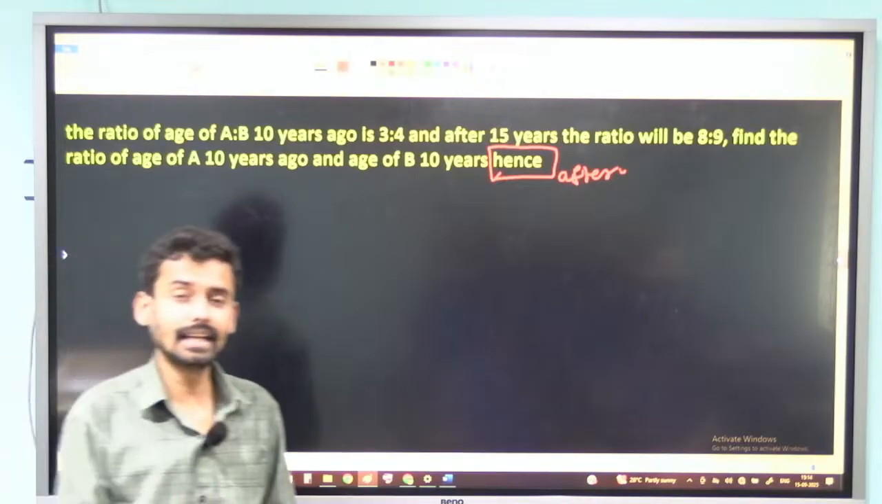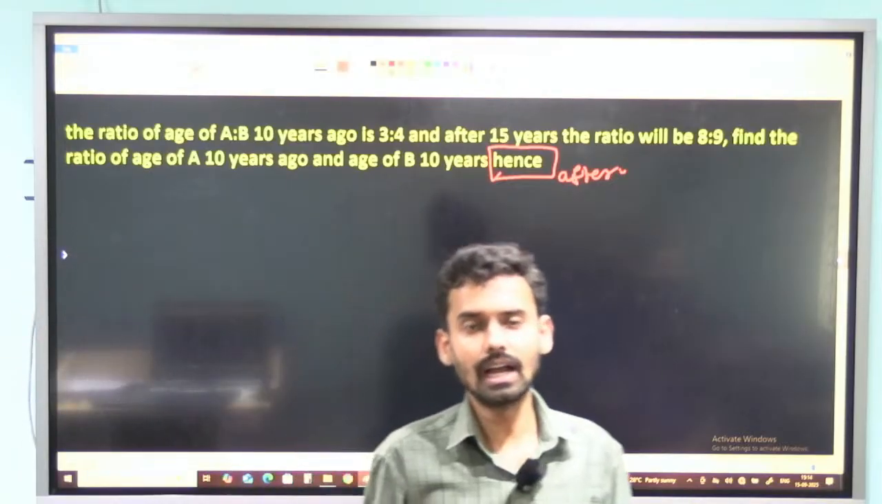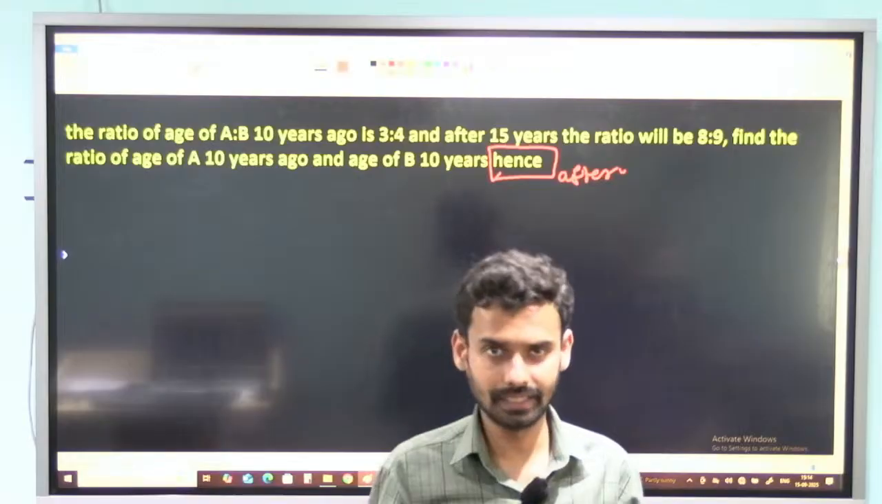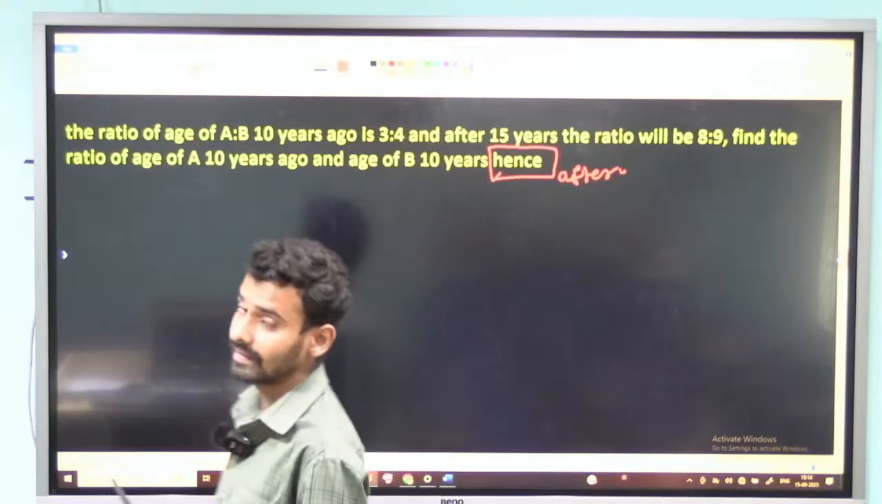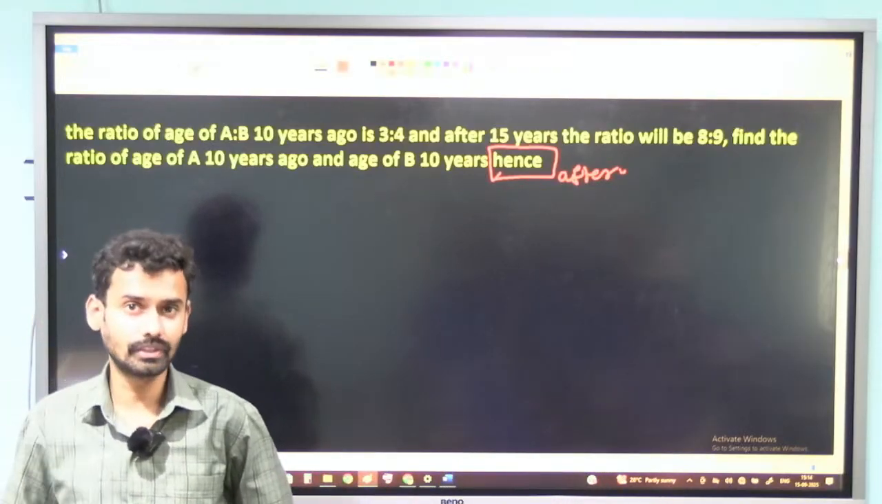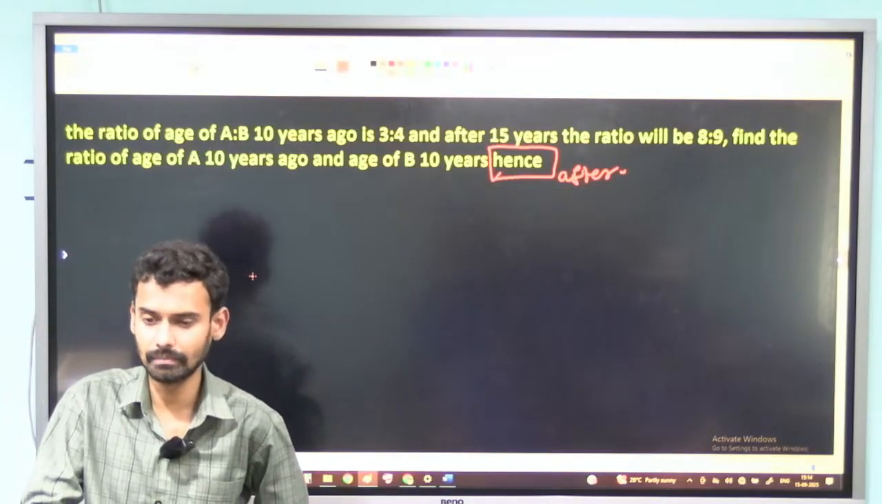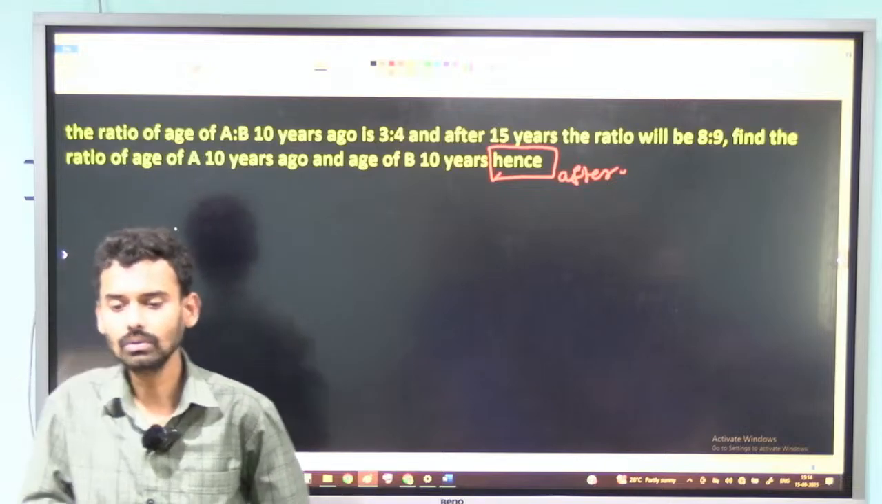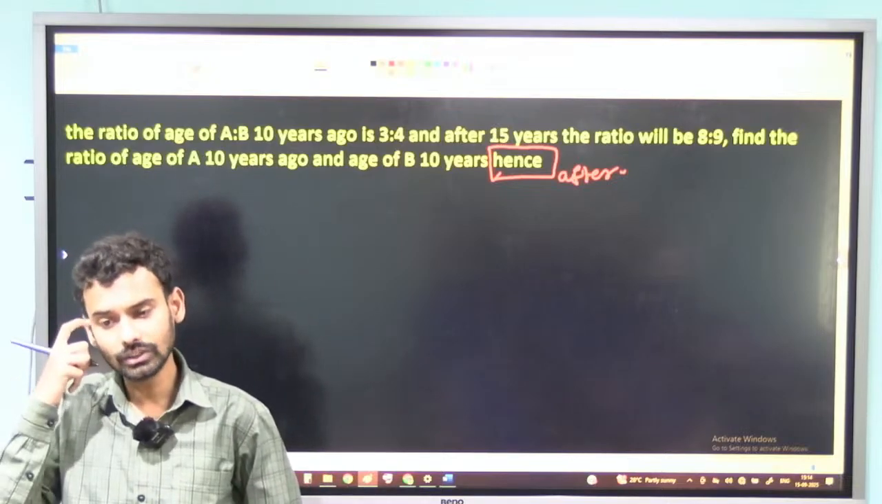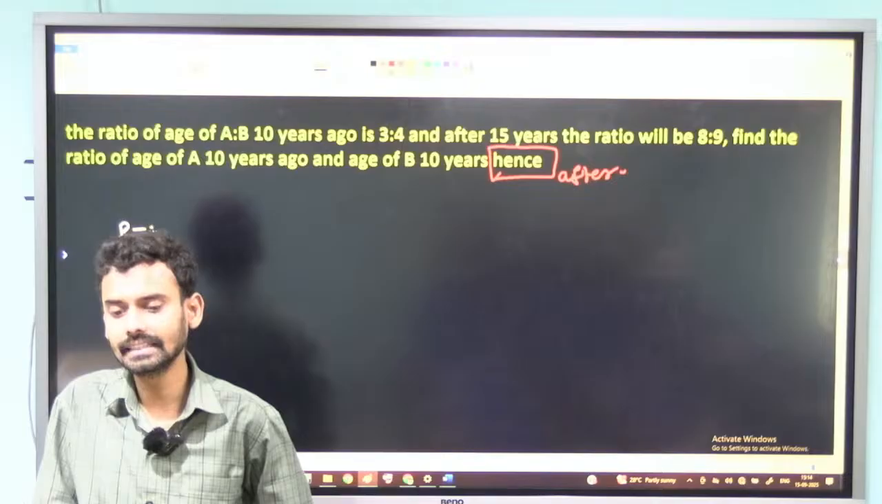That is, they are asking the ratio of A's age 10 years ago and the ratio of B's age after 10 years. After 10 years means it should always be from present, 10 years after. The default reference timeline should always be the present timeline. Now, the 10 years ago ratio is given, that is P minus 10.